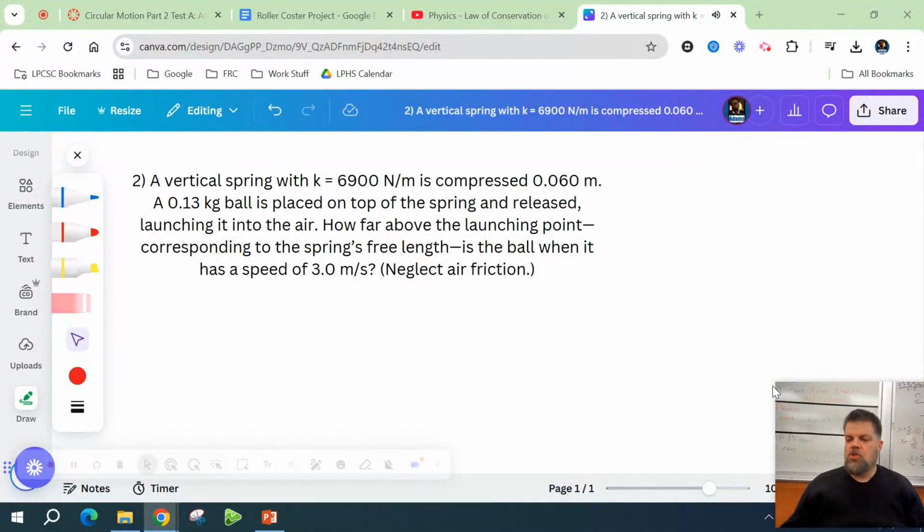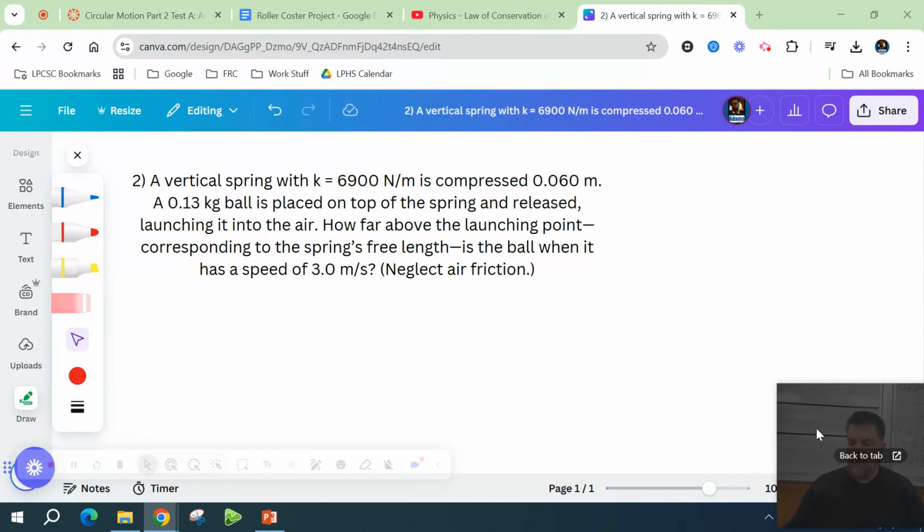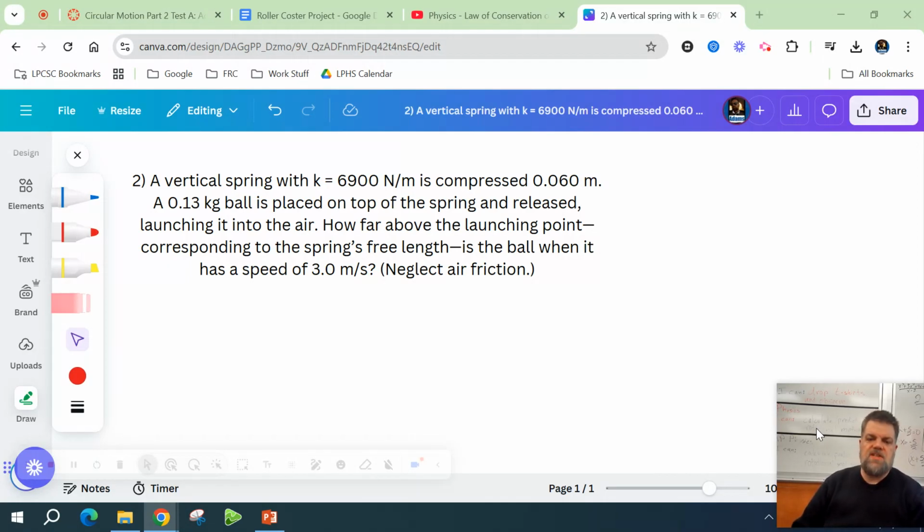All right, so here, I'll go over this with you guys. So for number 2, it says that you have a vertical spring with a spring constant K of 6,900 newtons per meter, and it's compressed 0.06 meters, and then it has a mass of 0.13 kilograms, and it's placed at the top of a spring and released, launching it into the air.